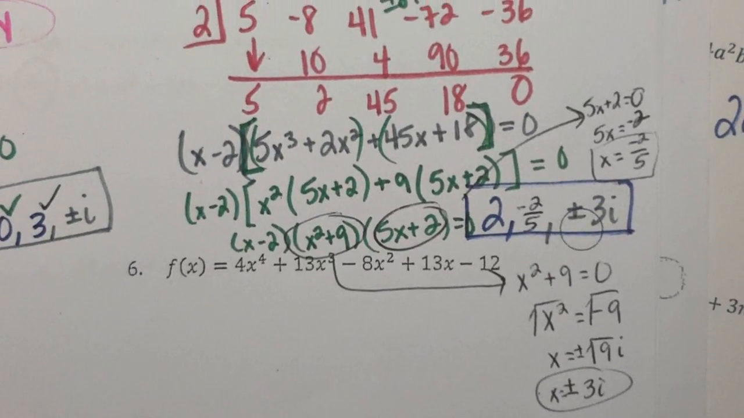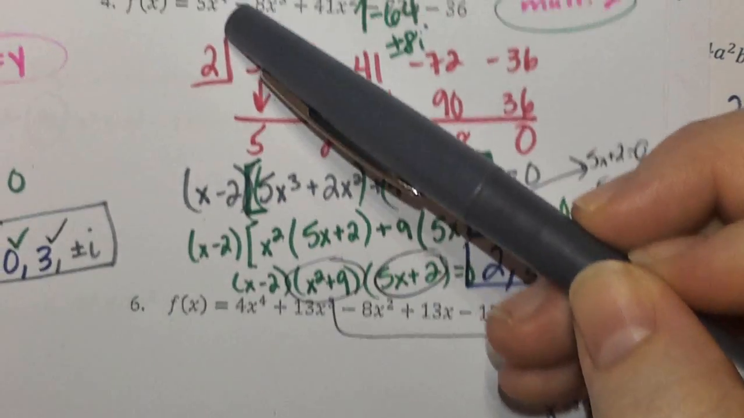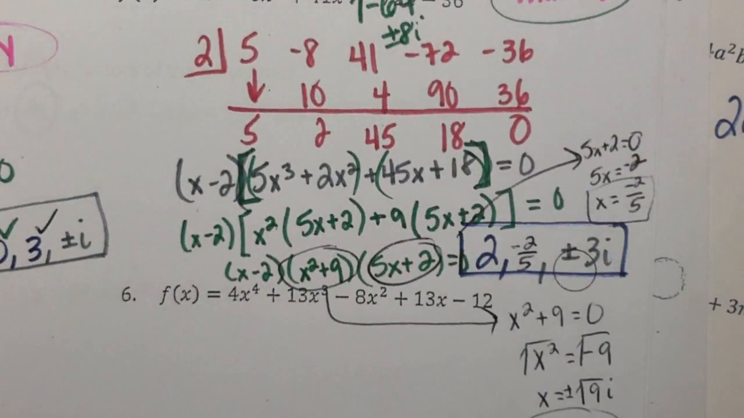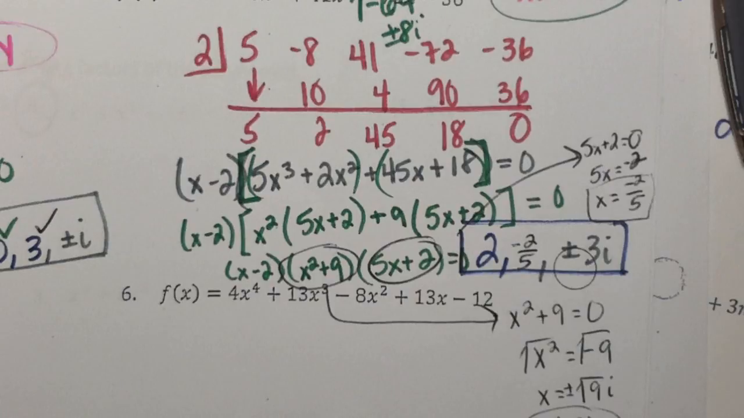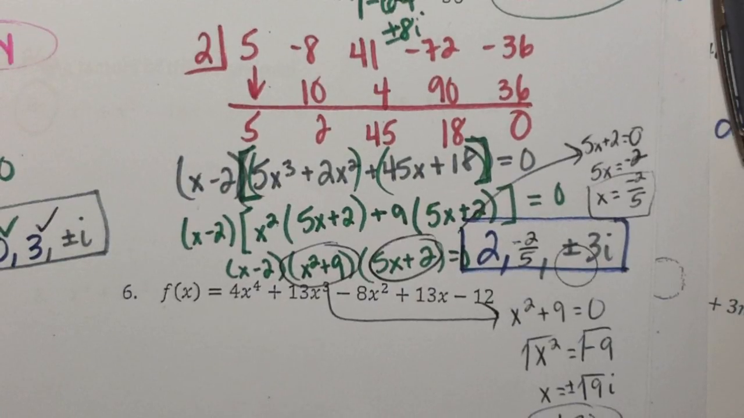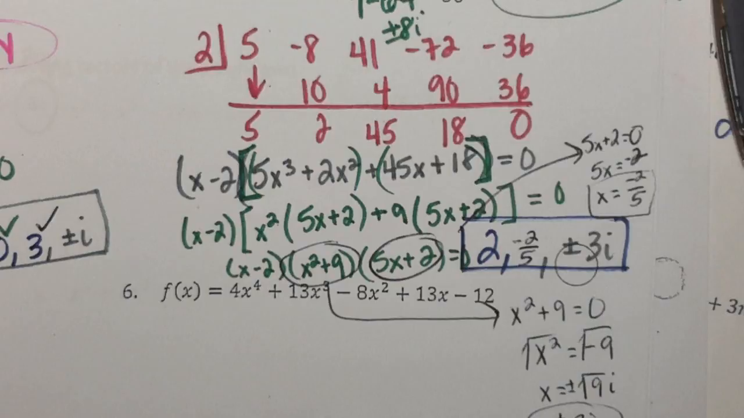But again, back to the problem was degree 4, because it was 5x to the 4th. And we were supposed to have 4 answers, and now I do. 2, negative 2/5, plus 3i, minus 3i. I have all 4 answers now. Yay. Okay, are there any questions about that one?